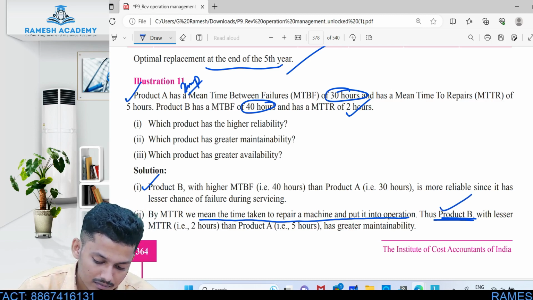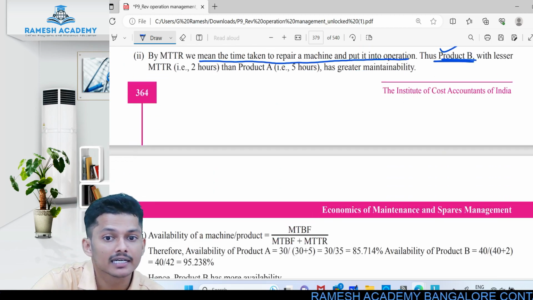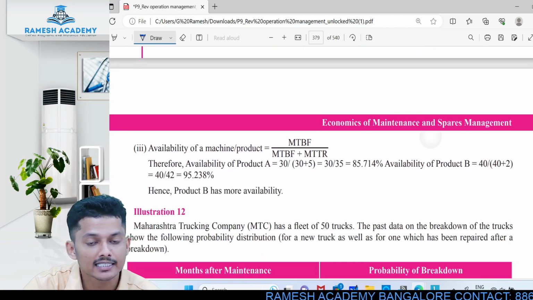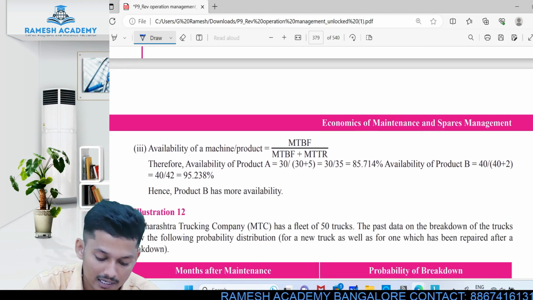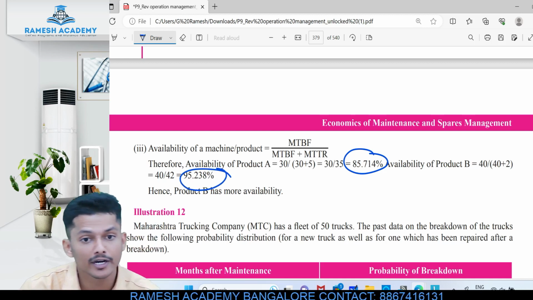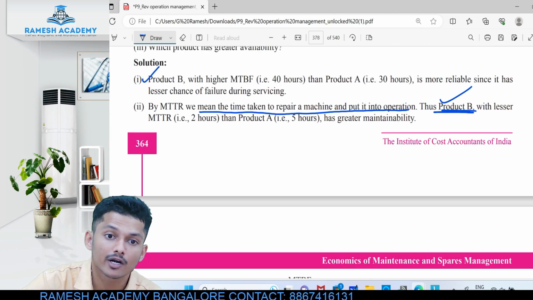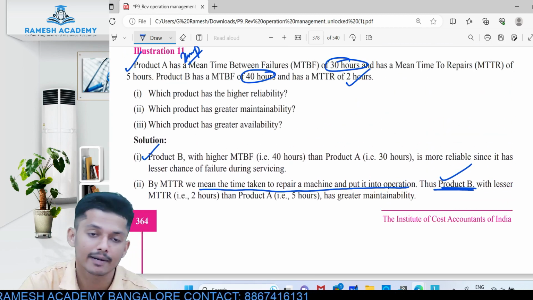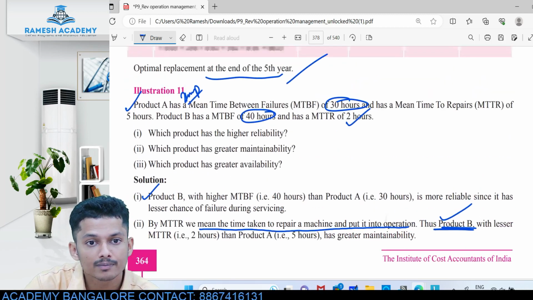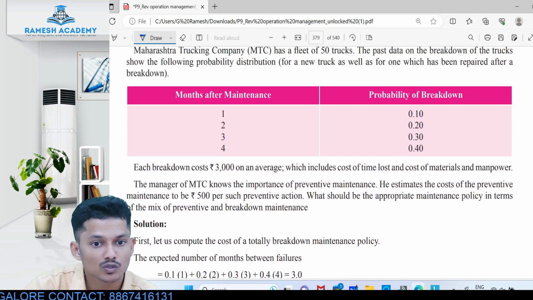Next. Clear? Yes. Then which product has greater availability? So we have to go for the average availability of machine A, that is MTBF divided by MTBF plus MTTR. 30 divided by 30 plus 5, so you get 85%, and here it is 92.238. So in these three cases, product B has more availability, more reliability, and greater maintainability. Okay, clear? Simple, right?